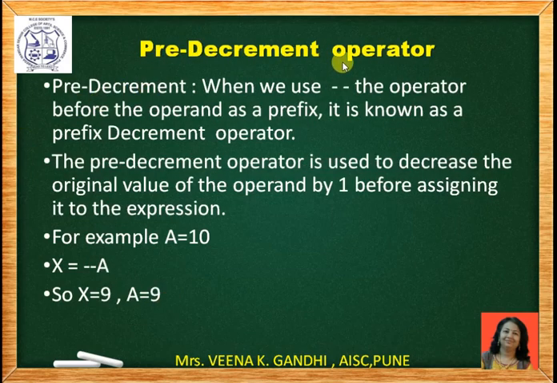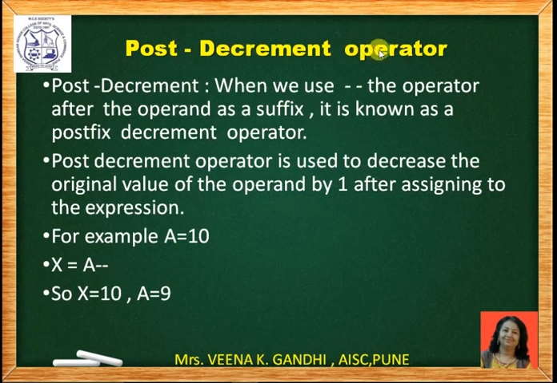Next is the pre-decrement operator. When we use the minus operator before the operand as a prefix, it is known as the prefix decrement or pre-decrement operator. The pre-decrement operator is used to decrease the value of the operand by 1 before assigning it to the expression. Means if the value of a equal to 10 and if I write x equal to --a, first the value of a will be decremented by 1 and then assigned to x. So a will become 9 and then this value will be assigned to x, so x becomes 9.